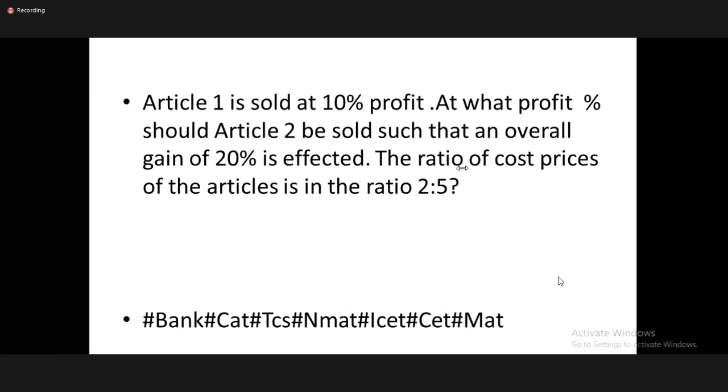Okay, guys. What is our question? There are two articles. Let's say first article and the second article. Article 1 is sold at 10% profit. So this is sold at 10% profit. At what percent profit should the second be sold? We don't know how much percent, let it be empty. But overall he is getting how much percent?